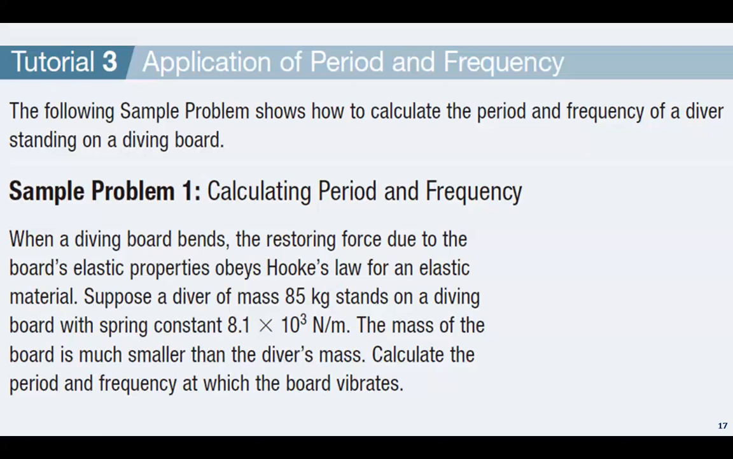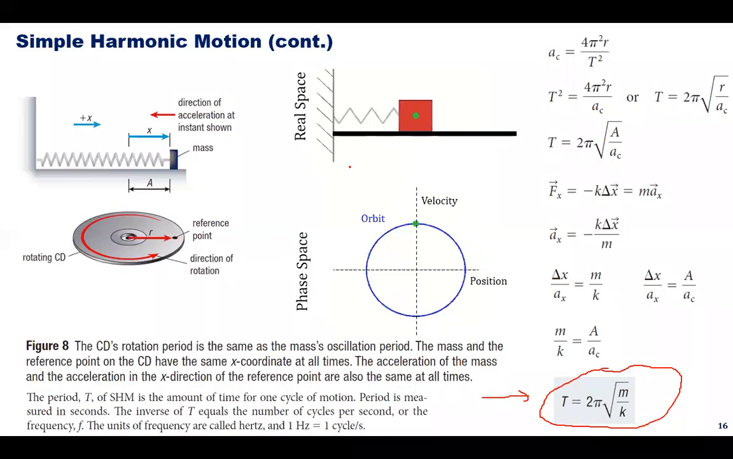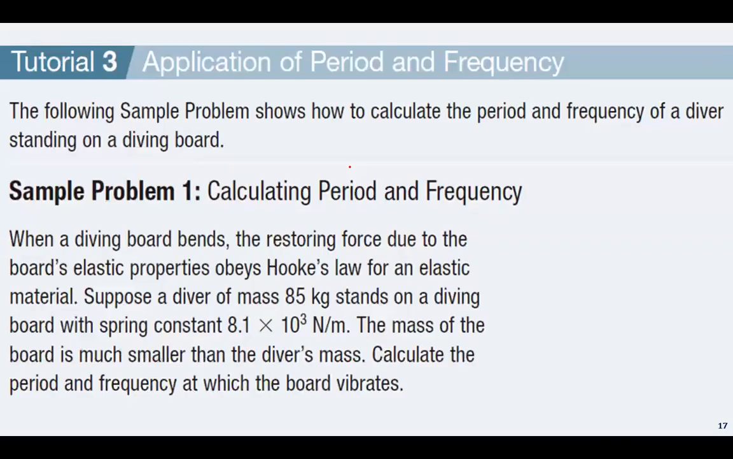Okay, any ideas? We have just learned this formula, right? For a simple harmonic motion, the period can be given by 2 pi times square root of m over k. So do you have these quantities in this question? You have k and m, right? So we can directly plug these values into this formula to find the period for this harmonic motion.